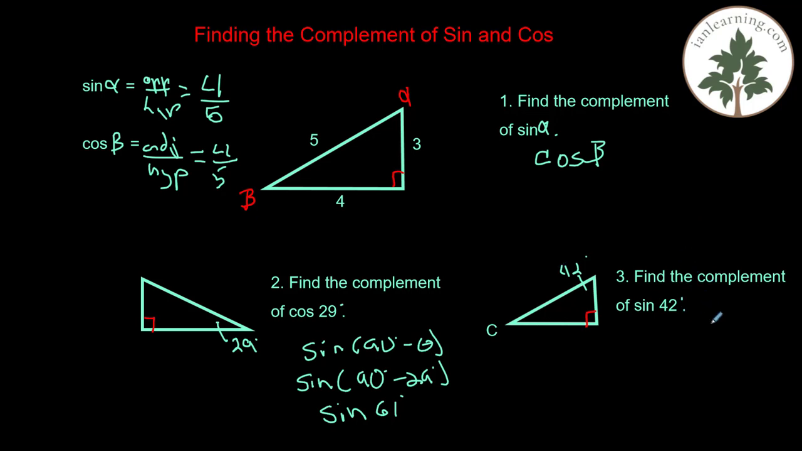And over here, find the complement of sine of 42. If we start with sine, we know it's going to be cosine of 90 degrees minus theta. And remember, again, theta is just a fancy way of saying this angle. Theta is just the angle we're talking about. So cosine of 90 degrees minus 42 degrees equals cosine of 48 degrees.